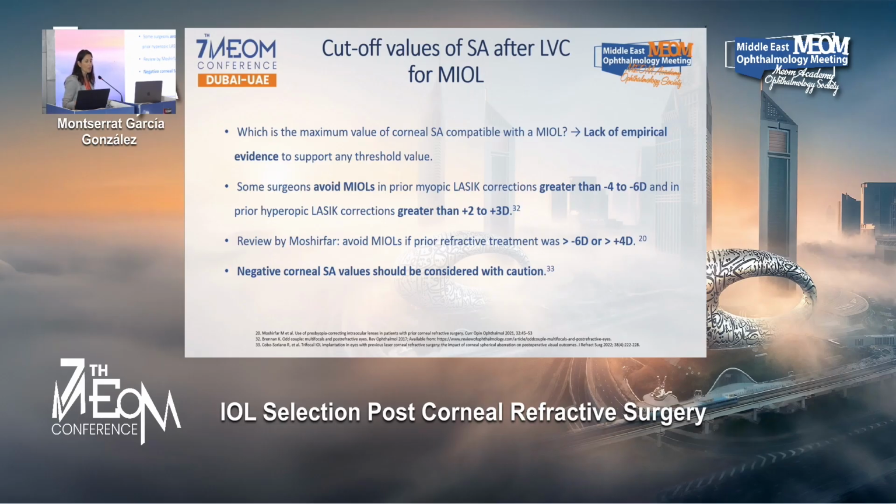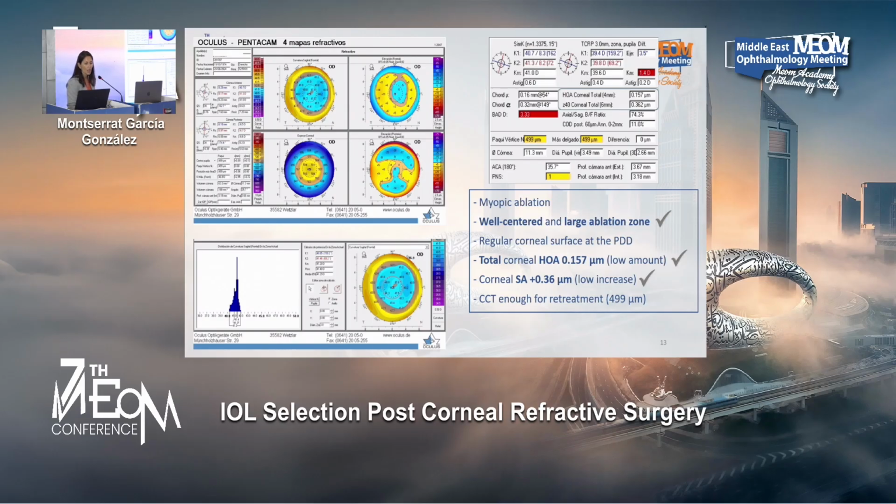But what is the maximum value of corneal spherical aberration compatible with a multifocal IOL? Unfortunately, there's a lack of empirical evidence to support any threshold value, but some surgeons recommend avoiding multifocal IOLs when the prior correction is higher than 4 to 6 diopters of myopia, 3-4 diopters of hyperopia, or when we have a negative corneal spherical aberration. So I'll show you some cases.